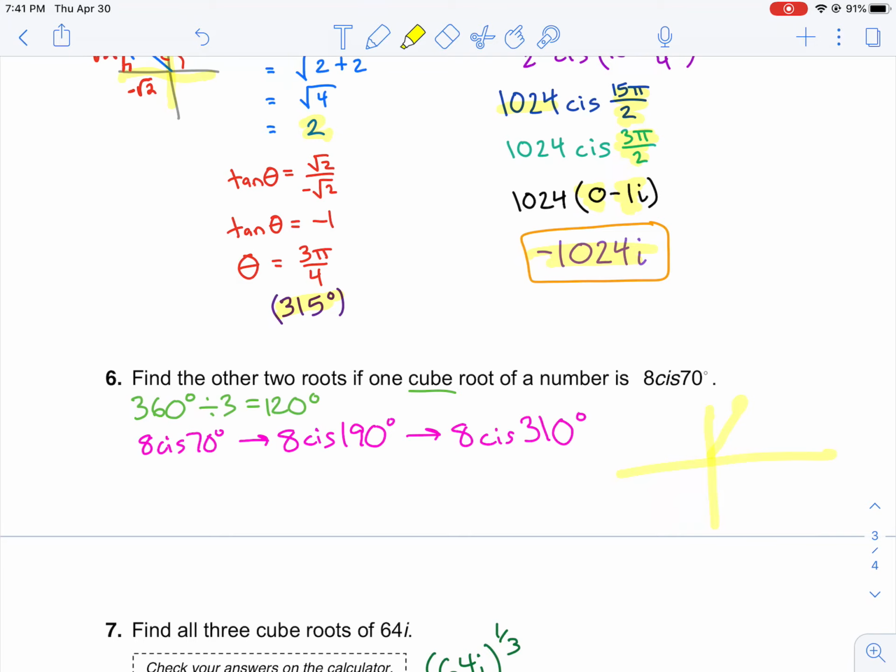Another one has to be 120 degrees away from that. So if I take 70 degrees and I add 120 degrees, I'm going to get 190 degrees. That's going to give me another value. And then if I add 120 degrees to that, I'm going to end up with 310 degrees. And so these are all equally spaced at 120 degrees away from each other.